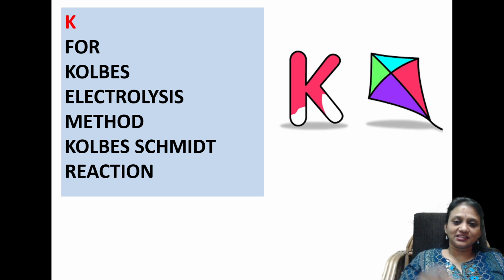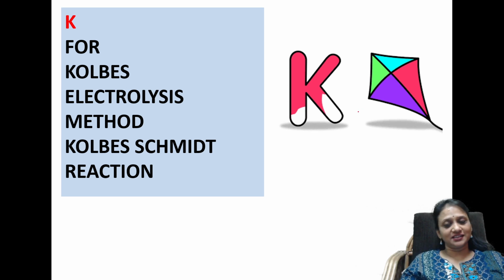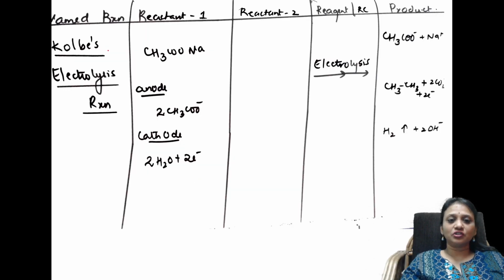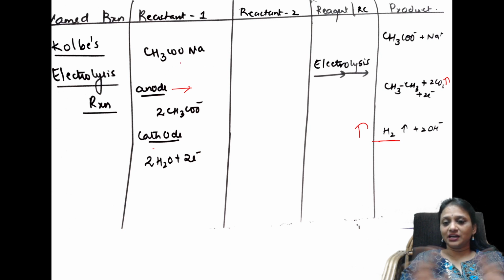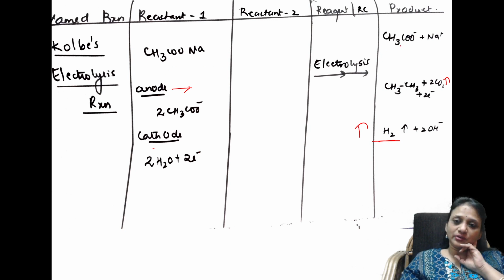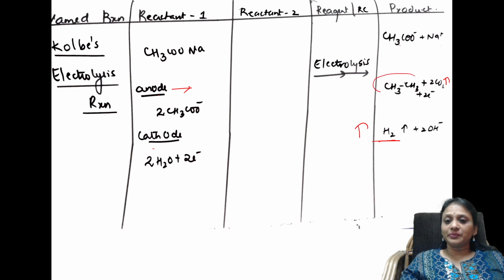Easy. Last. K stands for kite, as we have studied. We are going to see Kolbe's method and Kolbe-Schmitt reaction. I have written Kolbe's method. What are they going to ask you? At anode, which gas is released? Carbon dioxide gas. At cathode, which gas is released? Hydrogen gas. Okay. So we take sodium acetate and do the electrolysis process, where you get ions which are liberated at the anode and at the cathode. Finally, we are preparing a hydrocarbon.